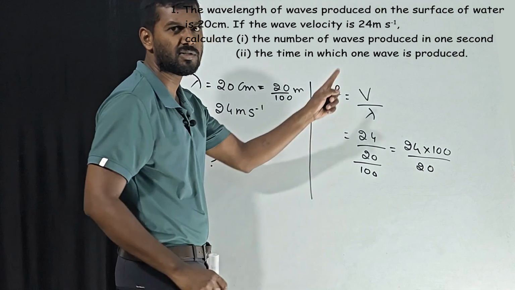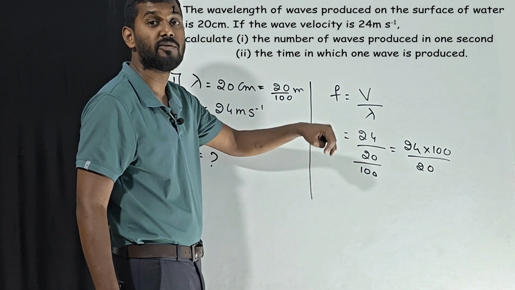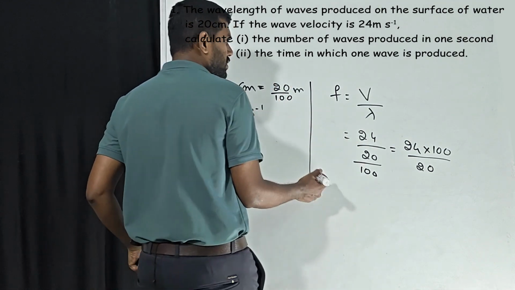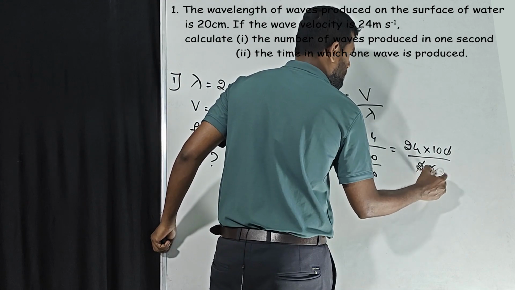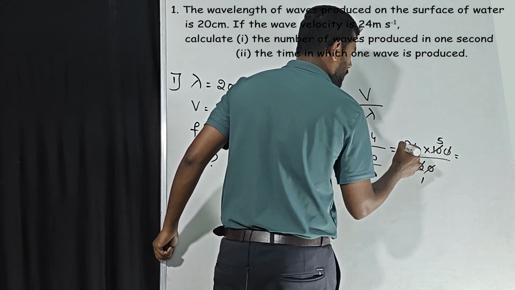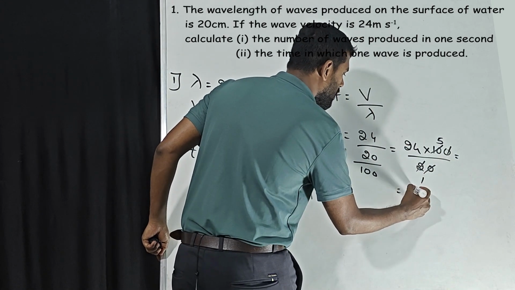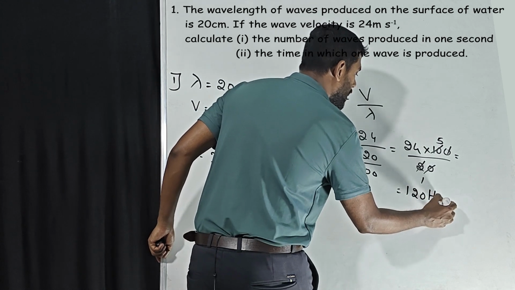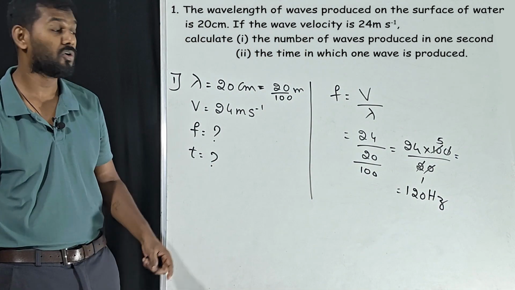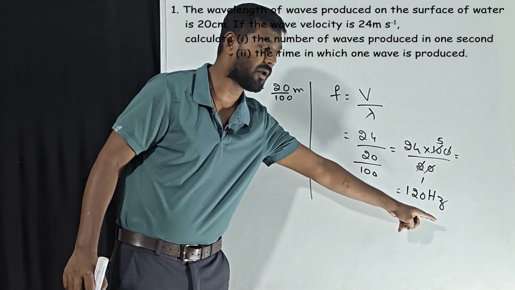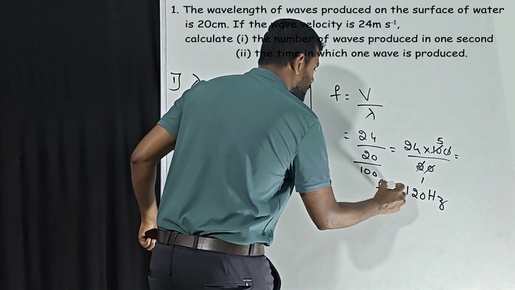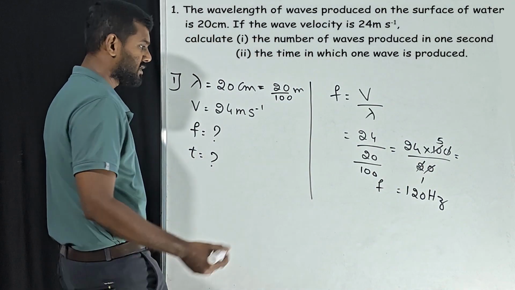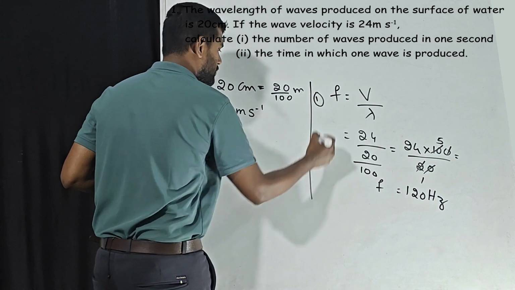These kinds of conversions you should know, because we are learning this from grade 6, correct? So 2 ones are 2, 2 fives are 10, so 24 into 5, that is 120 hertz. And whatever we are finding, we should know the unit of that also. What are we finding? Frequency. What is the unit of frequency? Hertz.